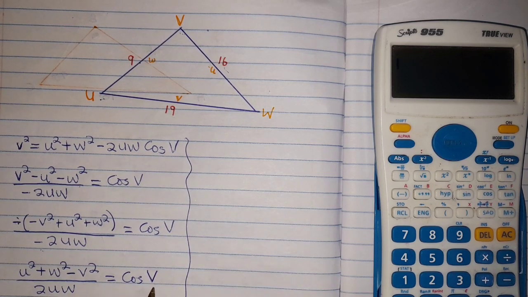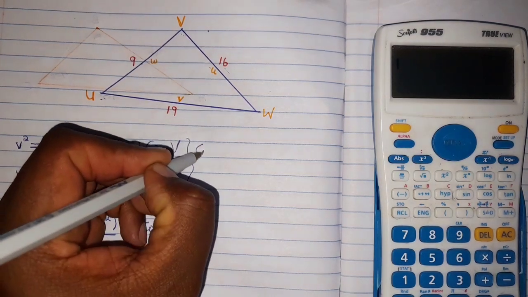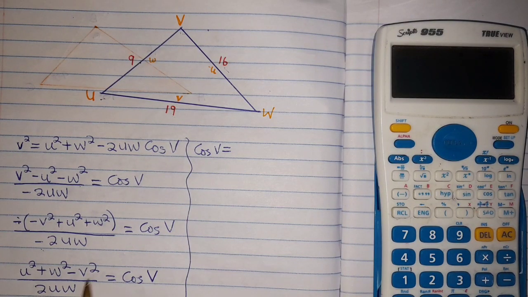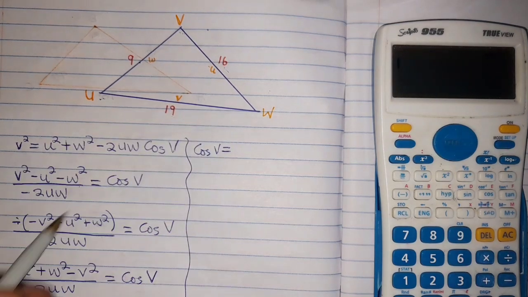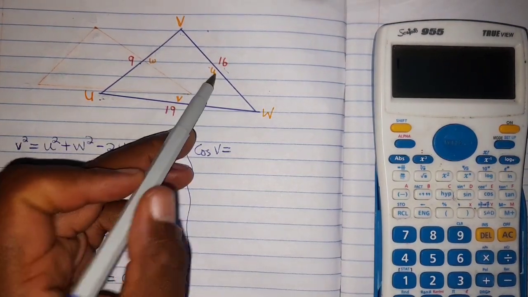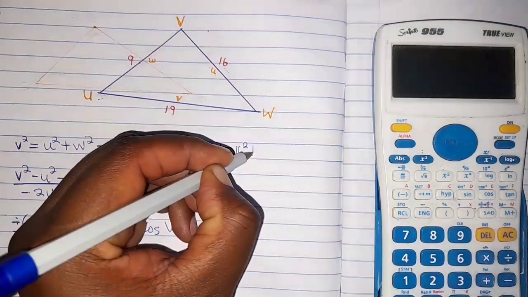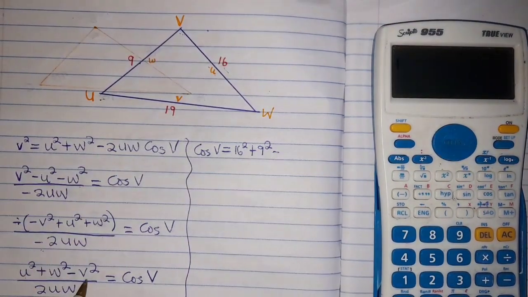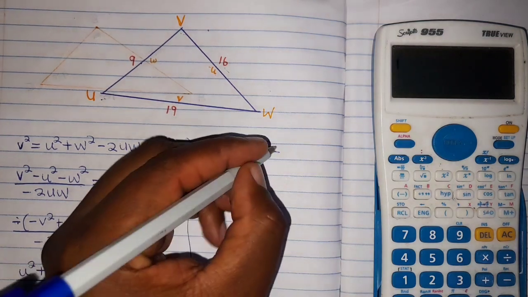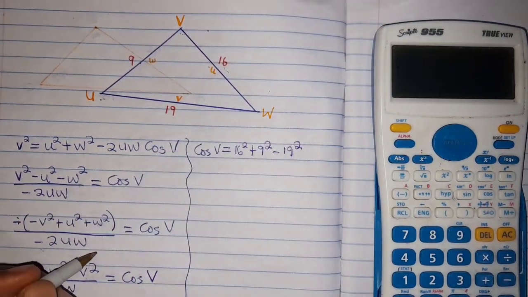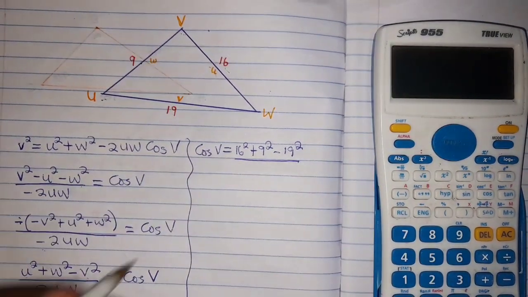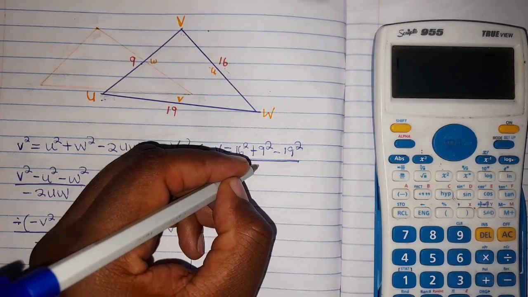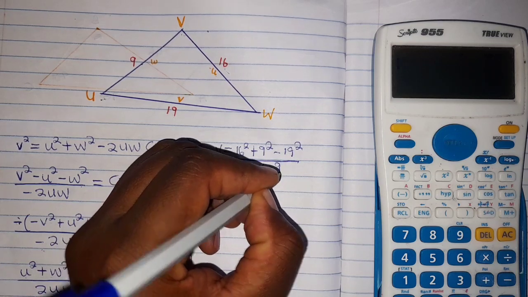So if I want to determine the size of angle V here, cos V is equal to, we just substitute into this one, u squared, and your u squared here is 16 squared plus w squared is 9 squared minus v squared, that is the side, that's 19 squared, and all over 2 times u times w, that is 2 times 16 times 9.